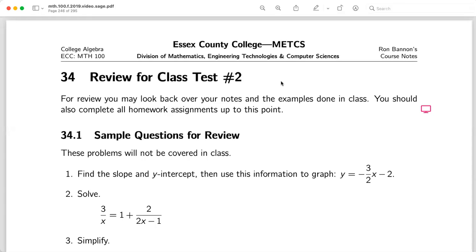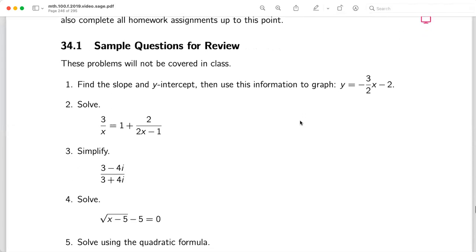Okay, we're in section 34 of the notes, and this is the review for class test number 2. Certainly this should look very familiar to you. We've done a review of class test number 1 as well, and also the midterms. It should be very familiar to you. It's going to be a set of questions.